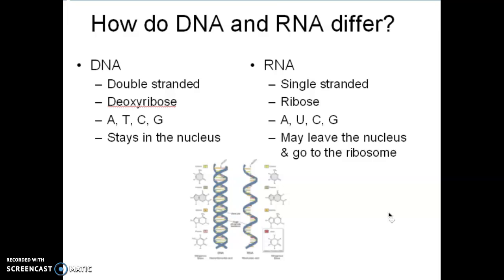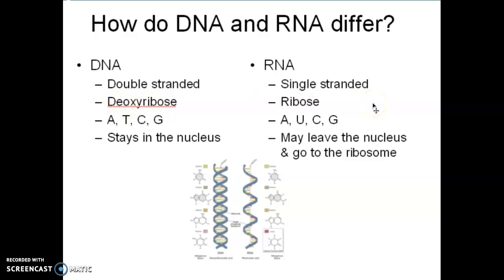But the main difference between them is DNA is double-stranded, RNA is single-stranded. Now, this gives it an advantage because with it being a single strand, it is half the size. So therefore, it can snake through the nucleus and head over to the ribosome, okay? Like we said a minute ago, since it starts with an R, the sugar is ribose, not deoxyribose.